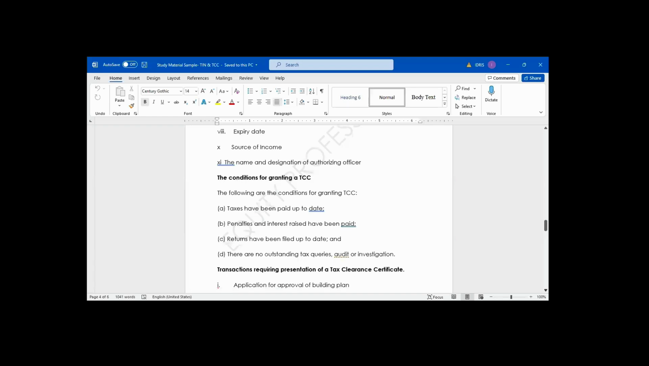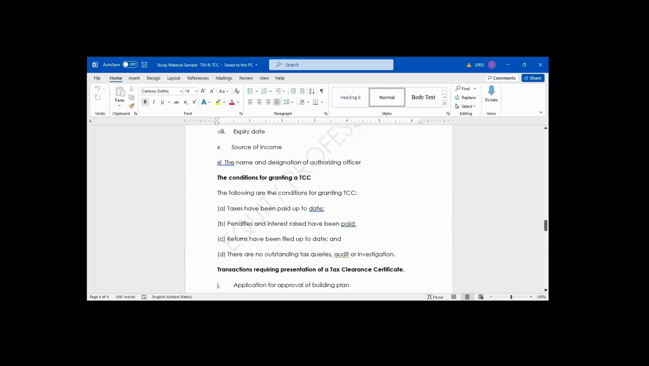Number one, tax have been paid up to date. That means that the taxpayer is not owing any tax liability. Penalties and interest raised have been paid. In case the tax authority issued penalties and interest to the taxpayer, they have paid the penalties and interest. Another one, returns have been filed up to date.